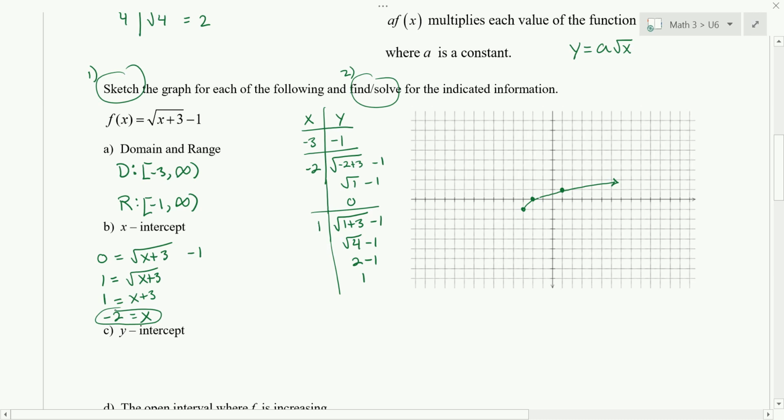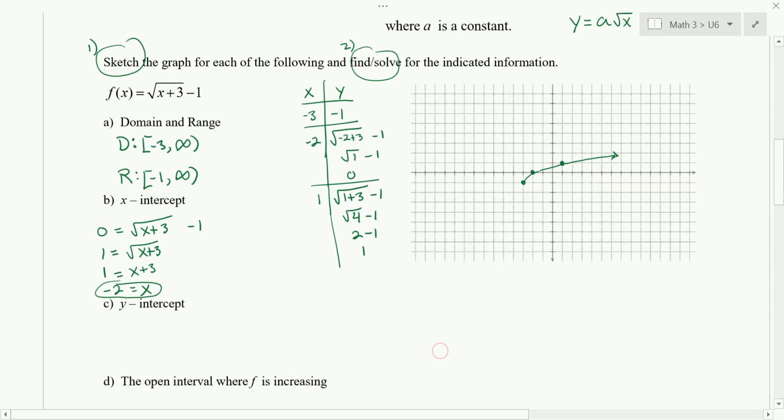Our y-intercept, just looking at the graph, we can tell that our y-intercept's not going to be an integer. It may not even be a fraction, but a decimal somewhere between 0 and 1. And to find y-intercepts, we plug in 0 for x, and so we get f of 0 is the square root of 0 plus 3 minus 1, or the square root of 3 minus 1, which is not an easy number to come by without a calculator. So we'll just leave it that. And we see in our graph, again, it's just somewhere between 0 and 1.